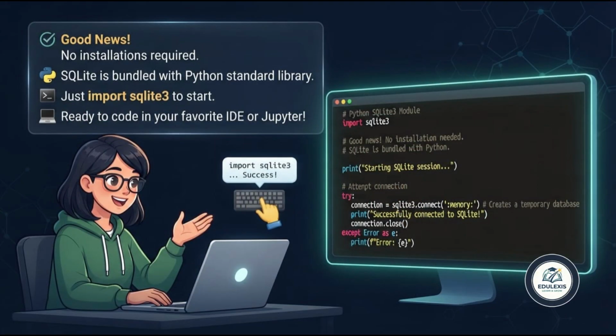Good news. You don't need to install anything. SQLite comes bundled with the Python standard library. We just need to import the sqlite3 module. Let's start our coding session by opening your favorite IDE or Jupyter notebook. Simply type import sqlite3 at the top of your script. If it runs without an error, you are ready to go.